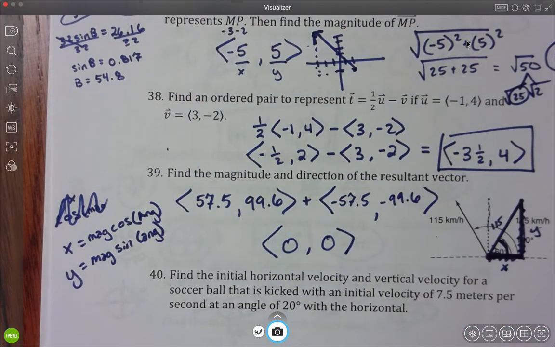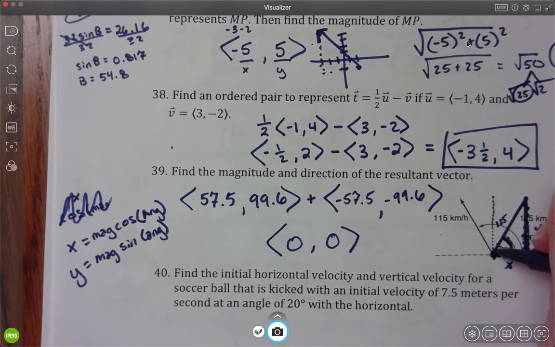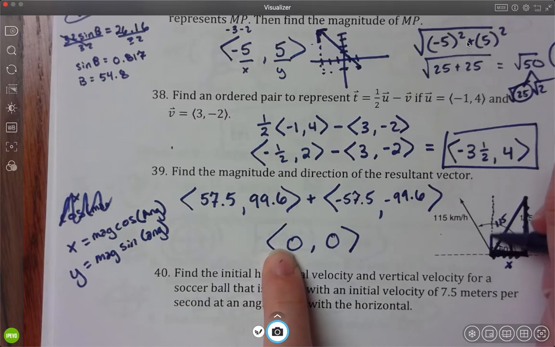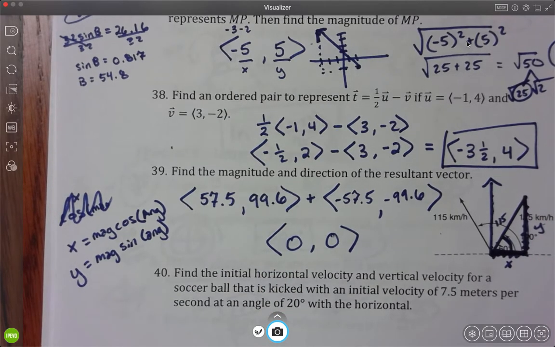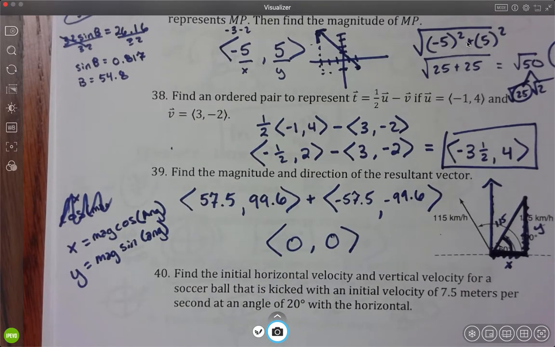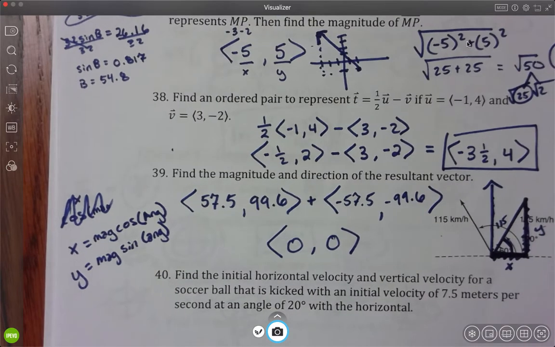What in the heck is going on with that? Because it's going to go straight up into the air. So find the magnitude and direction. It's going 0 in the x direction, 0 in the y direction. It should be going something in the, oh, no.